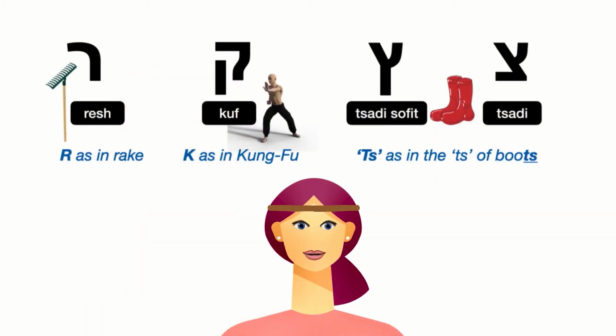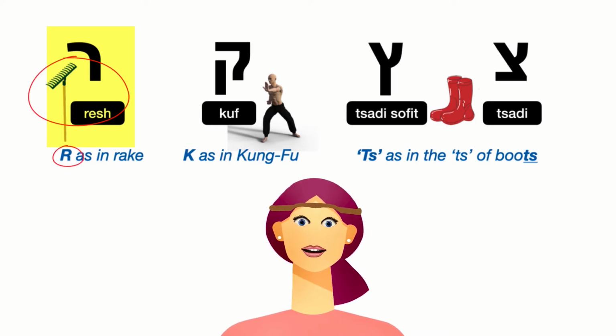Here are some tips for remembering the sounds of tzadi, kuf, and resh. When you think of tzadi, think of the final sound of the word boots. Oots. And to remember the sound of kuf, think of the K of kung fu. Now, to remember the sound of resh, think of a rake. It has the R sound, and it also looks like the letter resh.